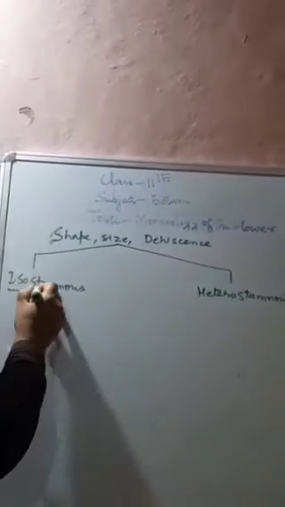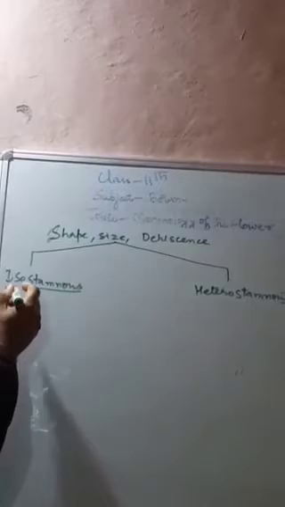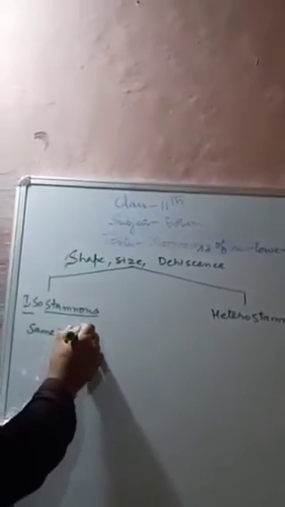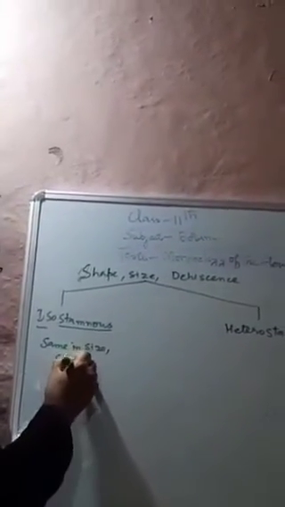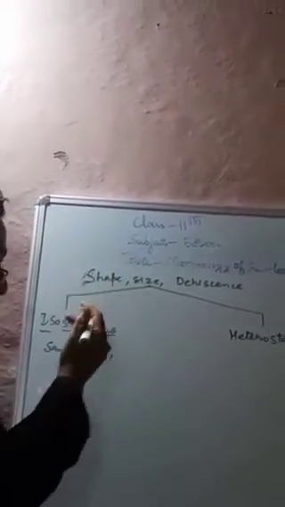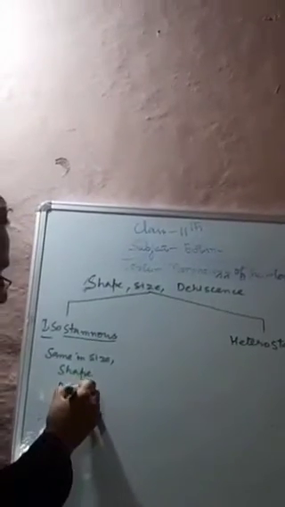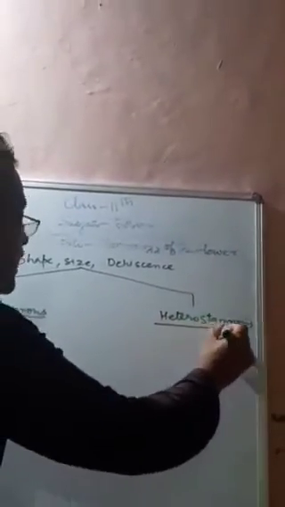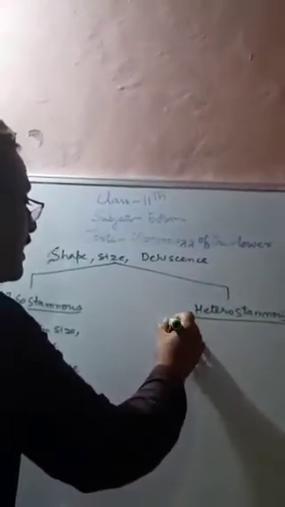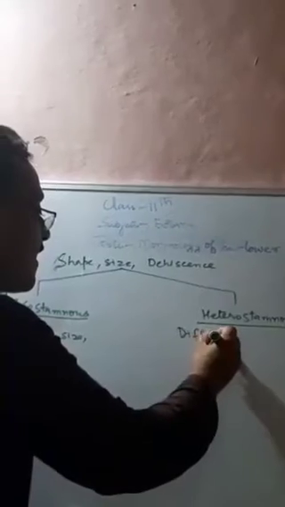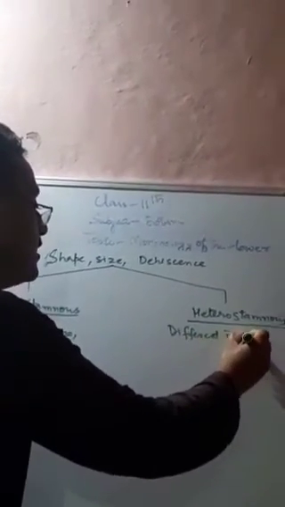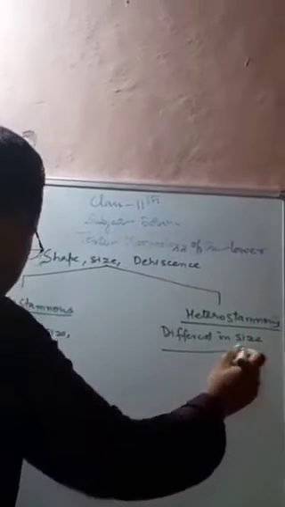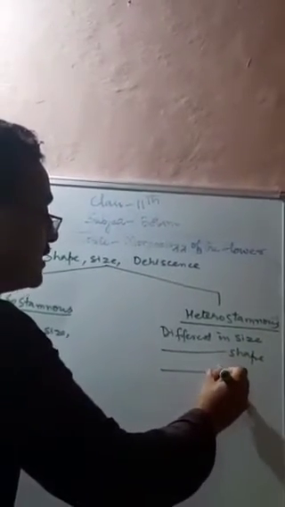Iso means same, stemness means stamens. So we will see the stamens, they are same in size, they are same in shape, they have got the same way of dehiscence. Now, if we talk about heterostemnous, they are different in size, they are different in shape, they have got a different way of dehiscence.